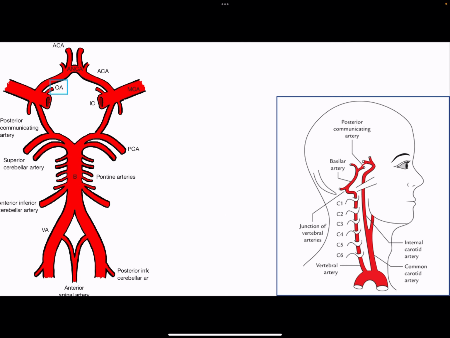This is really just a picture. This is a more complicated but more accurate depiction of how everything looks and how everything's arranged. I would be very familiar with it. One thing we didn't talk about is that the ophthalmic artery, which becomes the retinal artery, comes right off of the internal carotid artery.